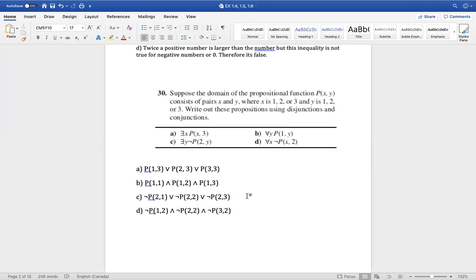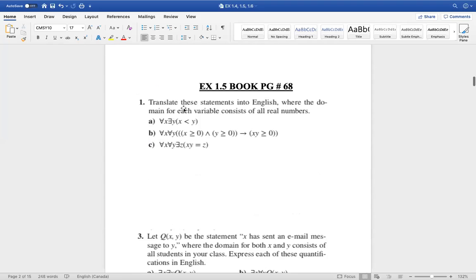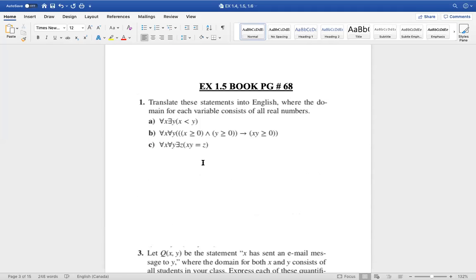Right, if no questions, let's move on to exercise 1.5. This can be found on page number 68 of your textbook. Let's do question number 1. We have these statements and we need to translate them into English, where the domain for each variable consists of all real numbers. So we know that the domain we have is basically all real numbers. We will take the first statement, part A.